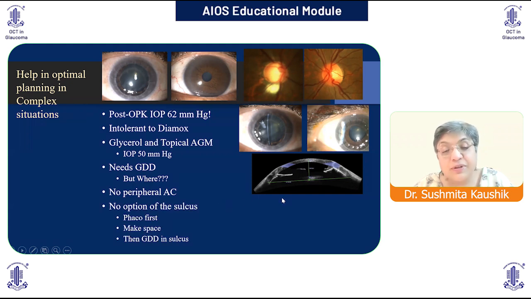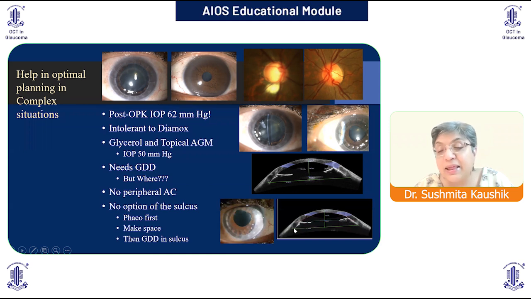So there's no option of the sulcus. So we did the phaco first. We made the space and then we went ahead and did the GDD. And you can see that with the space there, there's so much there where you could do the GDD. So this really helps us plan, and it helps us in pragmatically choosing what to do and how to do the best for the patient's needs.